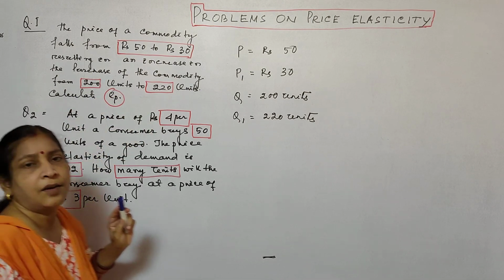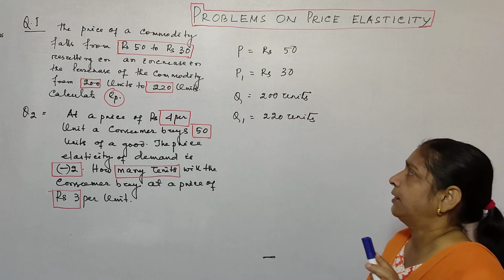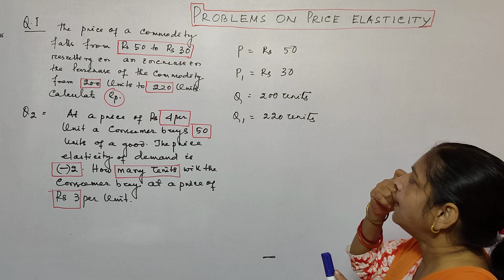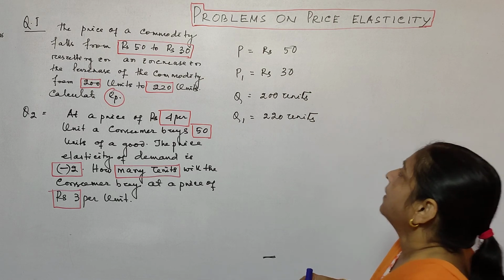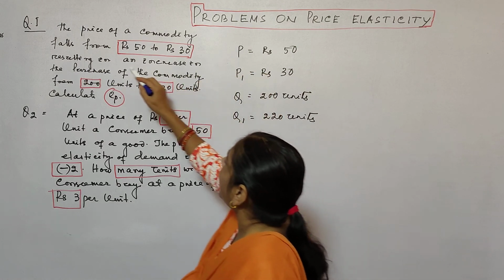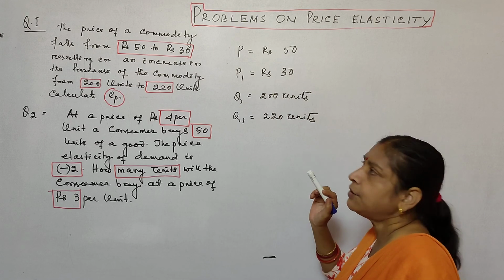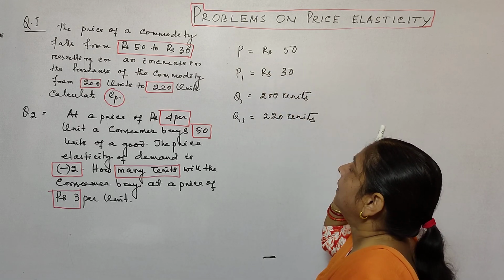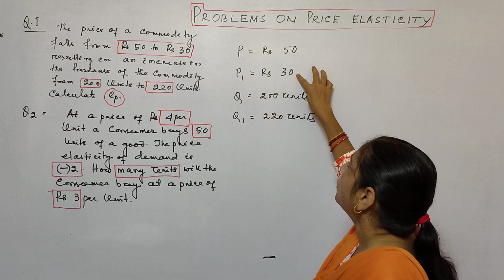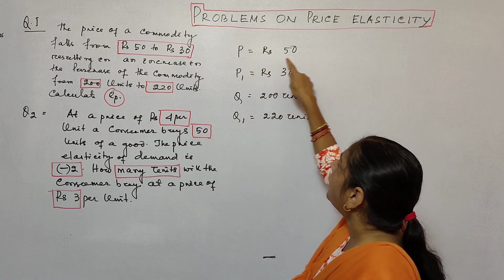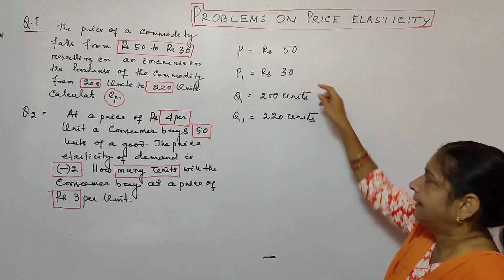Calculate EP. Now friends, we have to calculate EP with the help of the given information. Now we will write down the above information. What has been given to us? The price falls from rupees 50 to rupees 30. So the initial price was rupees 50, and the final price is rupees 30. So our P is rupees 50 and our P1 is rupees 30.